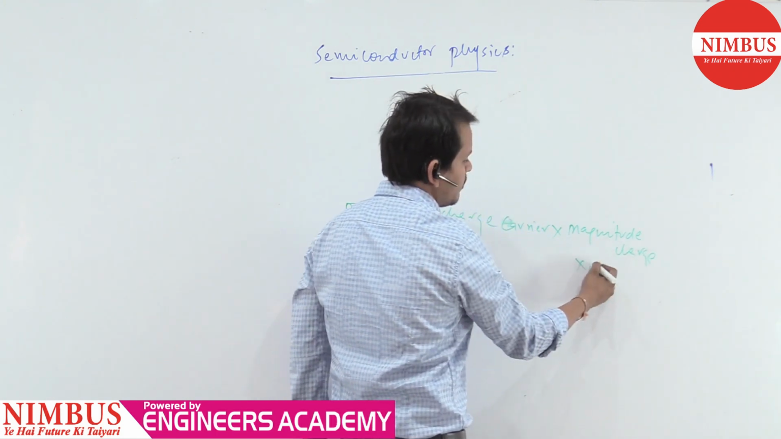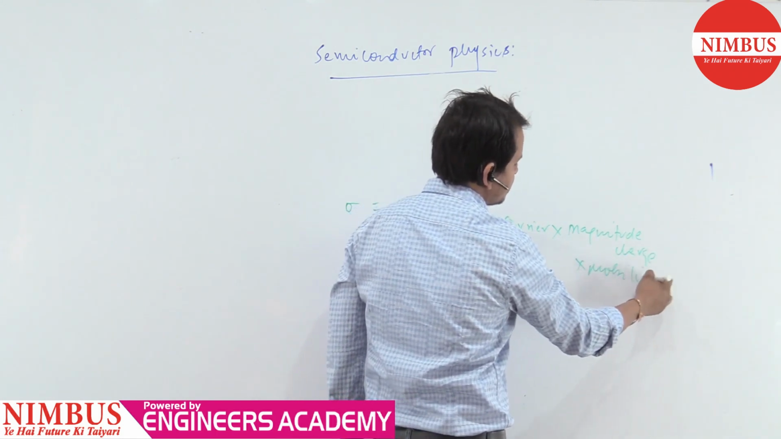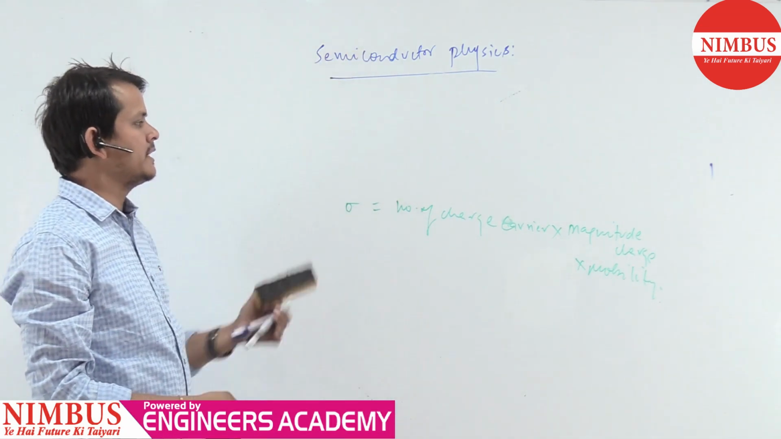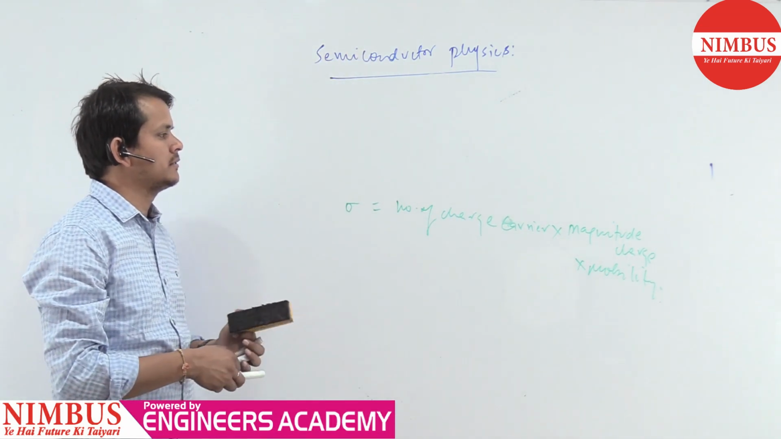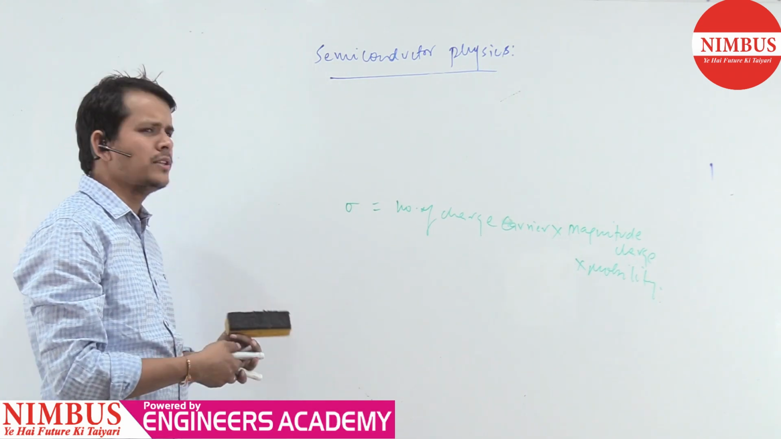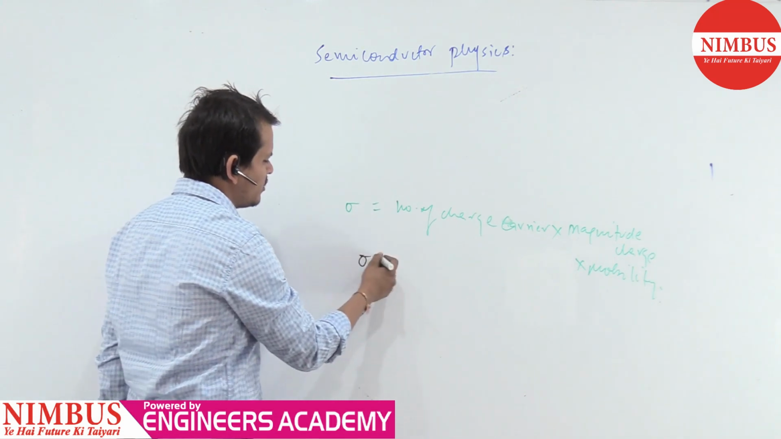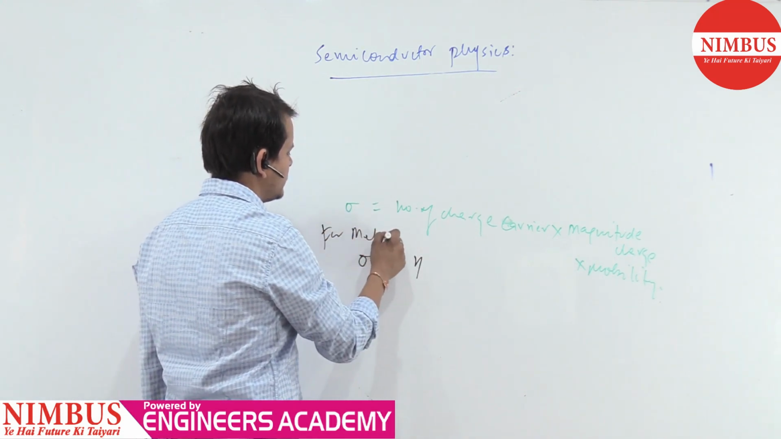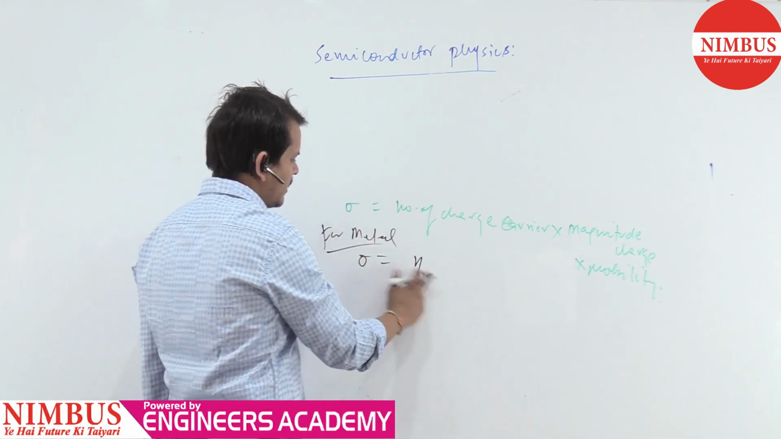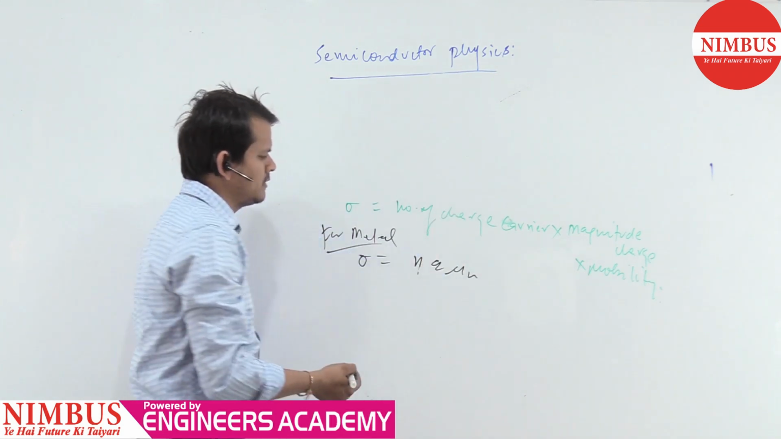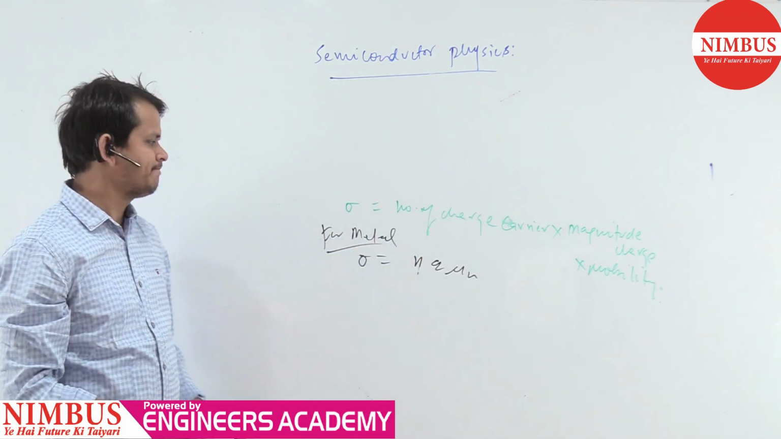And then we have the mobility. Okay, so number of charge carriers, mobility and magnitude of charge. Now I write sigma is equal to n. If I take the case of metal, for metal I take the number of electrons as n here, so n q mu n. So sigma is equal to n q mu n, okay, for metal.